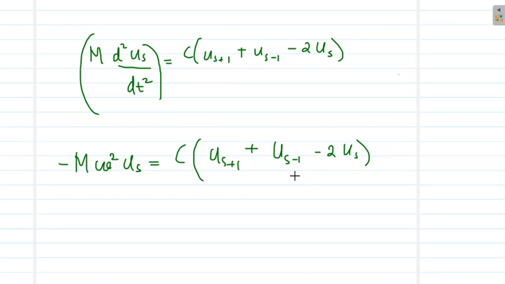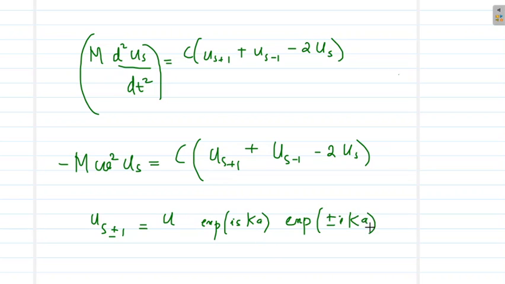This is a difference equation in displacement u, and the solution of this kind of equation is a traveling wave, which is given by u_(s±1) is equal to u into exponential i s ka into exponential plus or minus ika. So this equation means that u_(s+1) will be u into exponential i s ka into exponential plus ika, that is u_(s+1) is u into exponential i into (s+1) into ka. Similarly, u_(s-1) will be u into exponential i into (s-1) into ka.